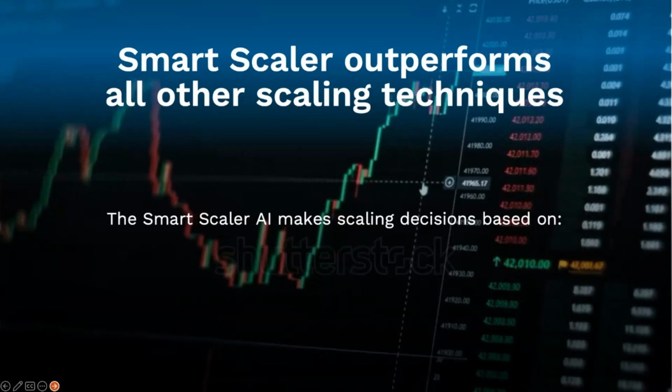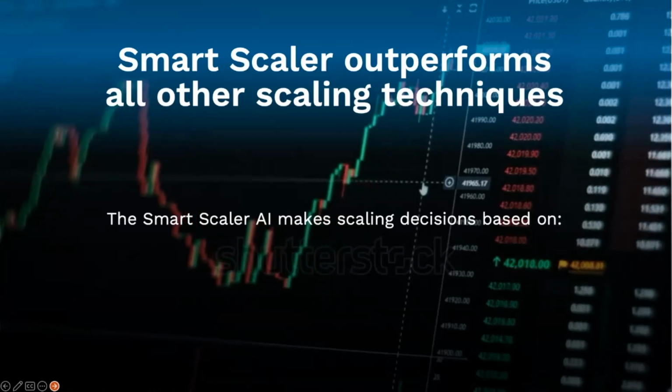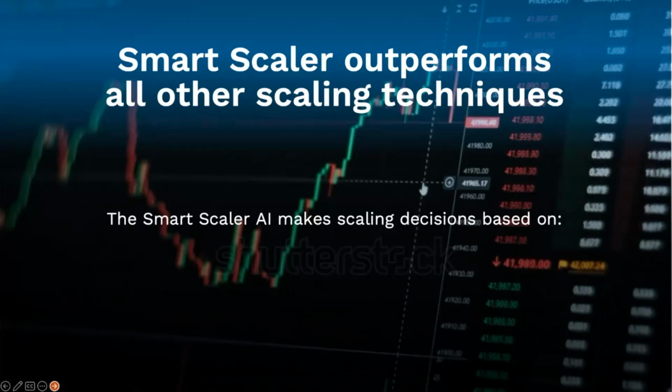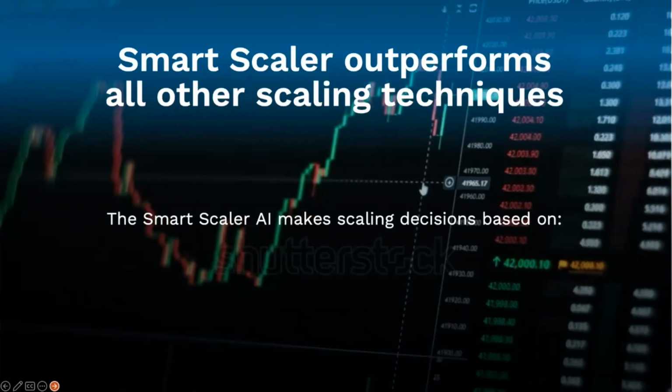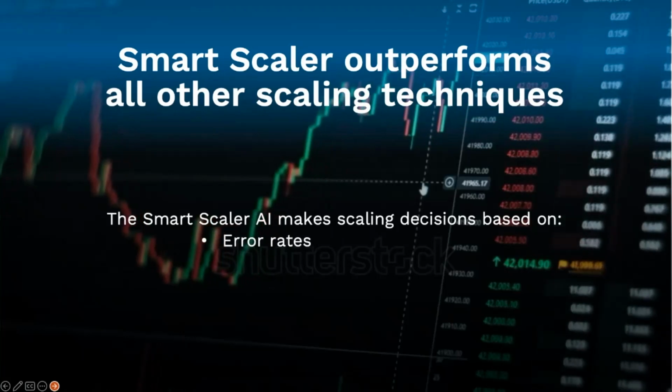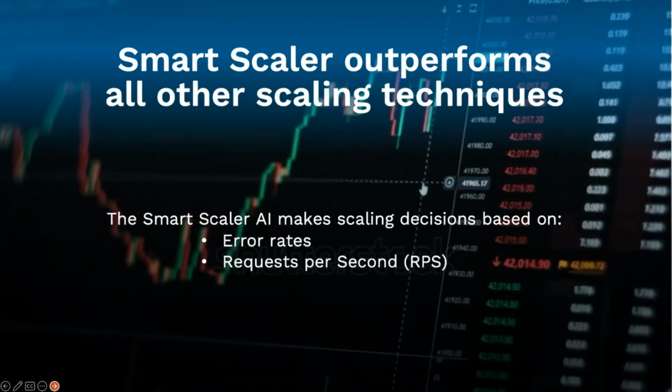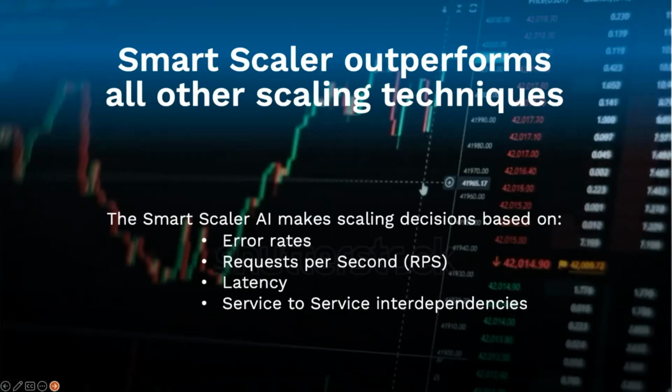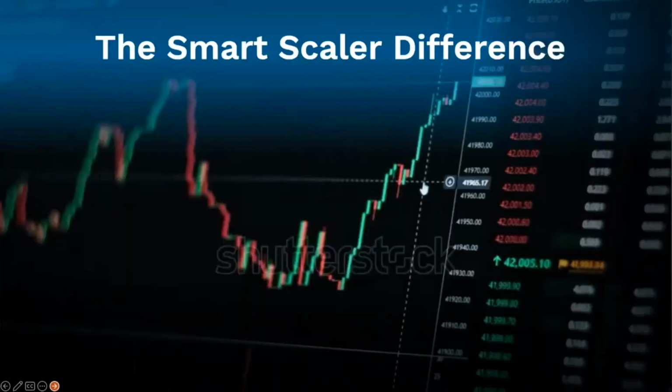Why? The SmartScaler AI uses application metrics and infrastructure metrics to intelligently and predictively scale your pods, and those adjustments are made using error rates, requests per second, latency, service-to-service interdependencies, CPU, and memory.